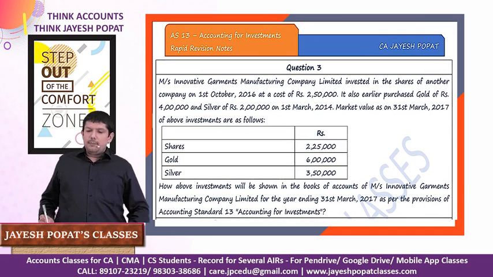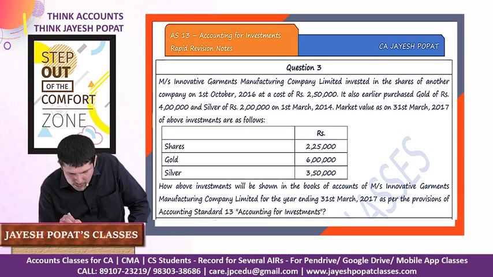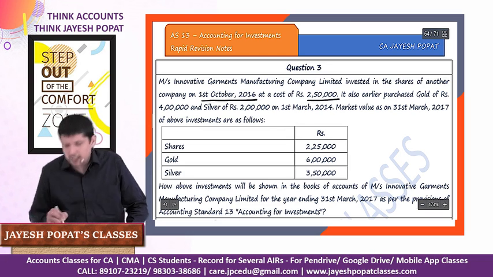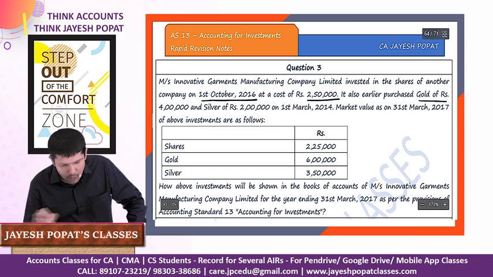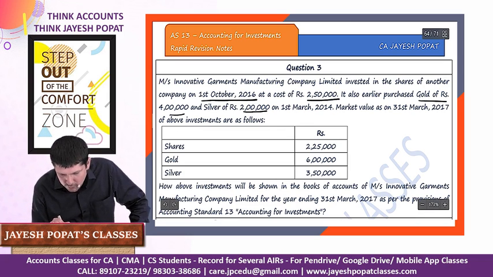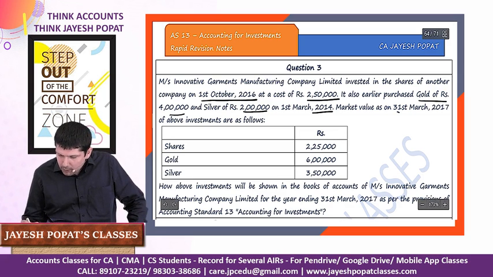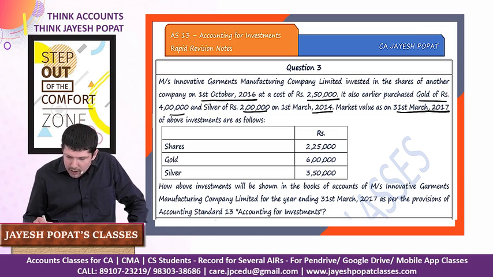Innovative Garment Manufacturing Company Limited invested in shares of another company on 1st October 16 at a cost of 2,50,000. It also earlier purchased gold for 4 lakh and silver for 2 lakh on March 14. The market value of all these on 31st March 17, which is the current period, right, is shares 225.